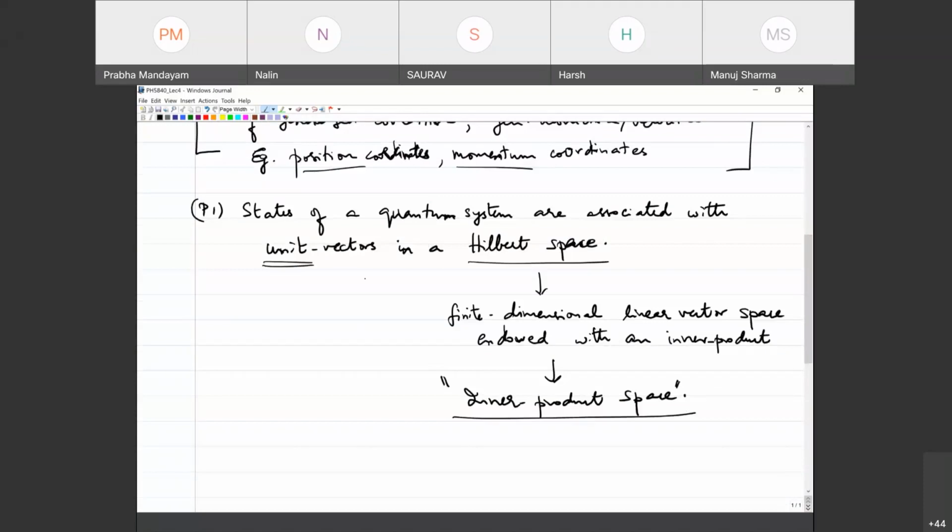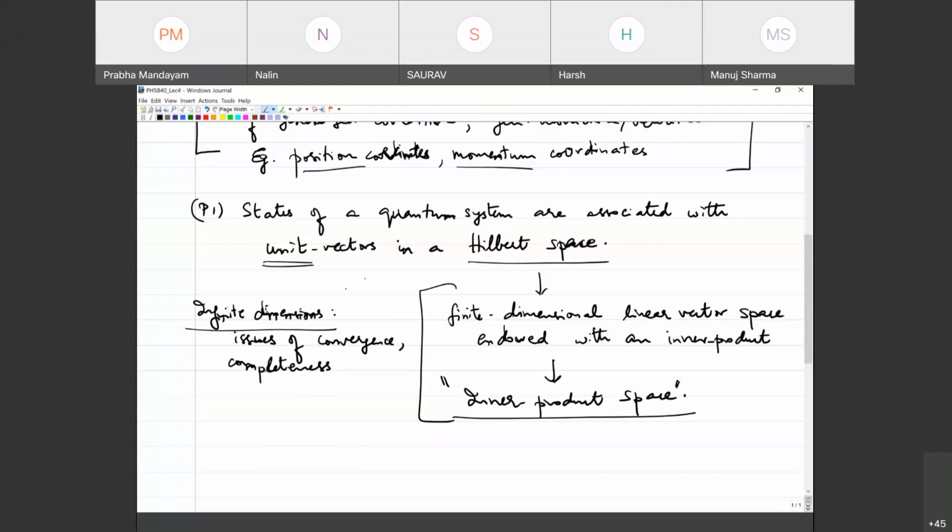If you want to talk in infinite dimensions, then you have to be careful about things like convergence and so on. So in infinite dimensions, one has to worry about issues of convergence, issues of completeness, which, like I said, we will not dwell upon in this course at all, but I will just mention this here for those of you who would like to go and read up more about it, right?